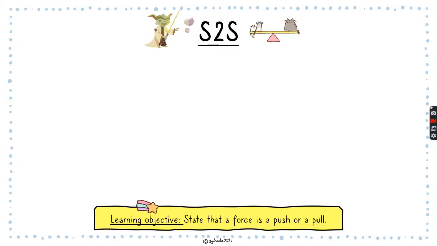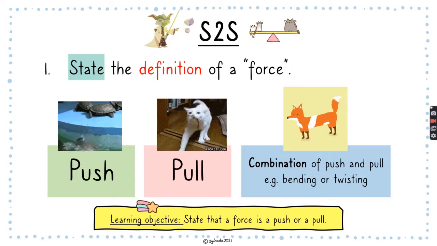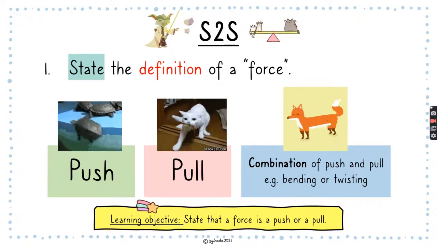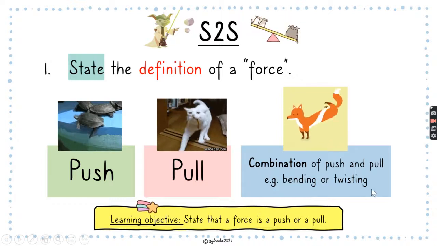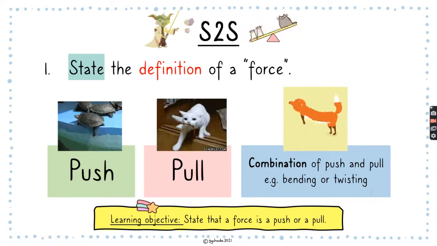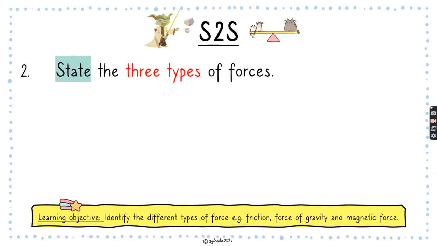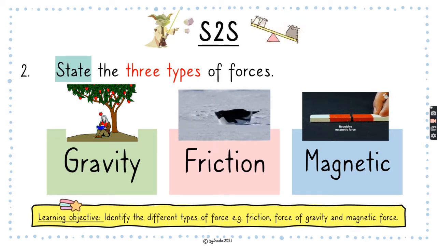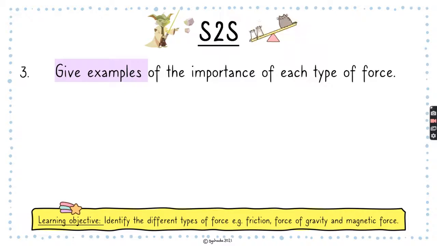Alright, now that we're done with our lesson, let's look into our steps to success again. You have to define force and also include the fact that it can be a combination. So force is a push or a pull, and it can even be a combination of a push or a pull, for example, bending or twisting, or all the other ones that we talked about, like squeeze and turn and kicking as well. Secondly, the three types of forces we need to mention are the force of gravity, friction, and magnetism or magnetic force, and the importance of each type.